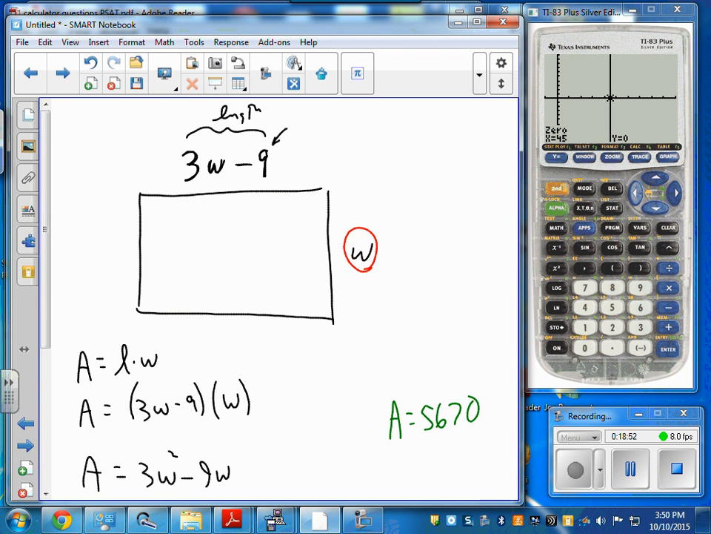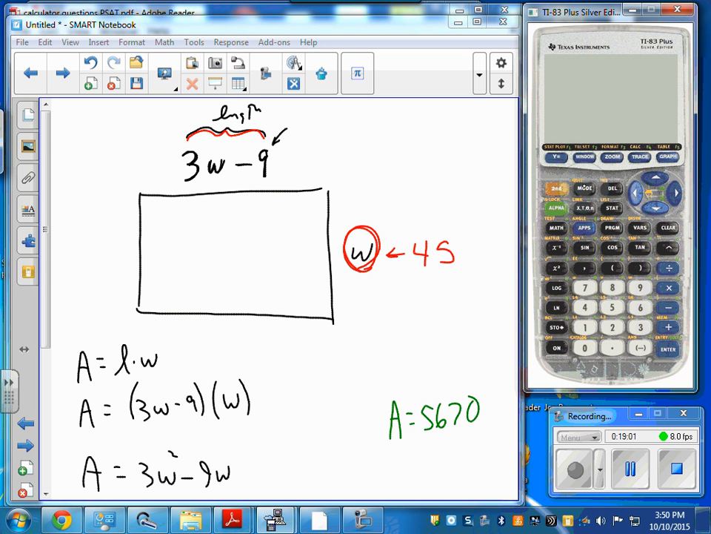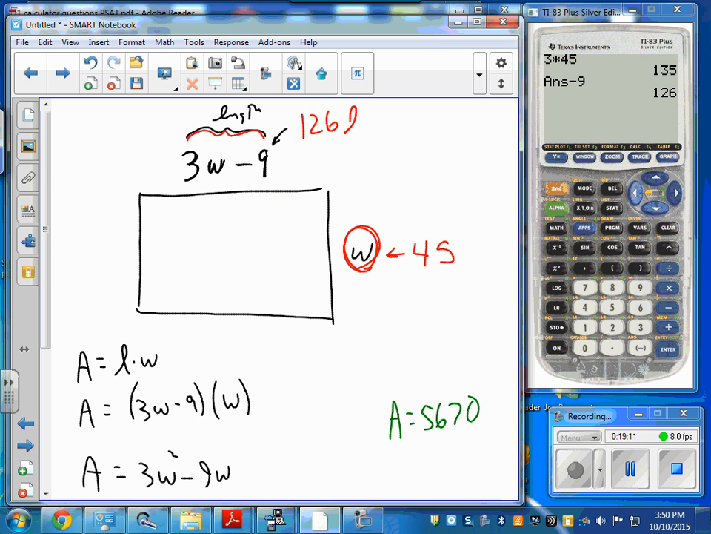This much is 45. And then the length is 3 times that, take away 9. So we can use our calculator for that. 3 times 45 is that, take away 9 is that. The length is 126. 126 is the length.